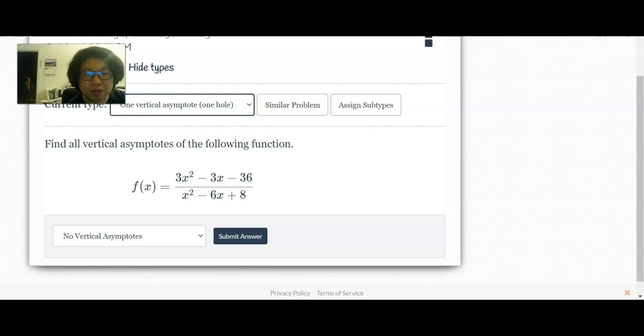Find the vertical asymptotes of the following function: f of x equals 3x squared minus 3x minus 36 over x squared minus 6x plus 8. Well, in the first step, simplifying, you've got to factor the top and bottom first. So let's go ahead and whip out that trusty factoring method. The top looks like everything I can take a 3 out of, right? Hopefully you should see that. I'll be left with x squared minus x minus 12 on the top.